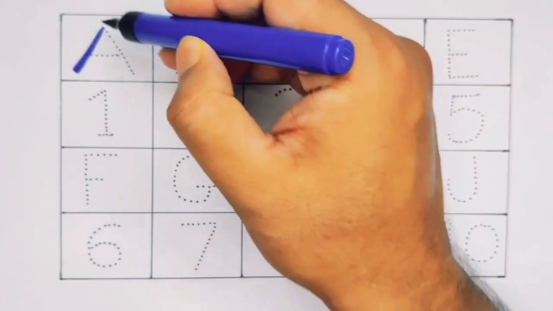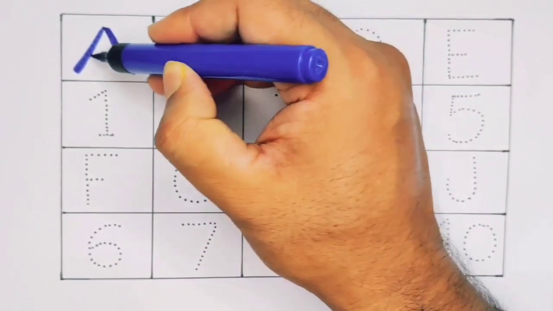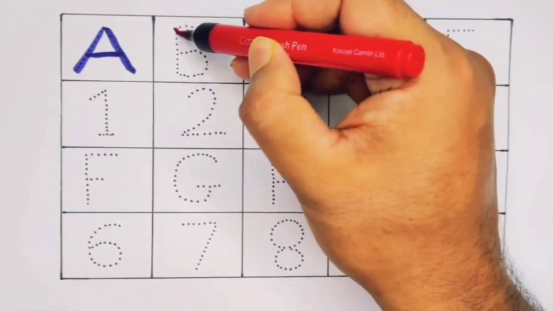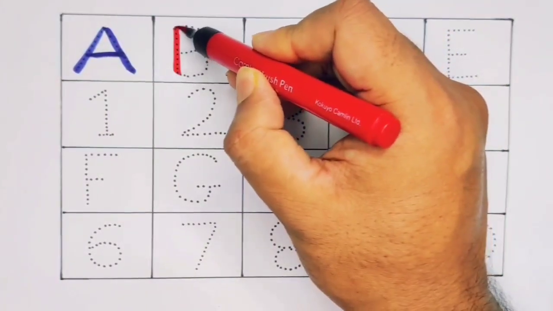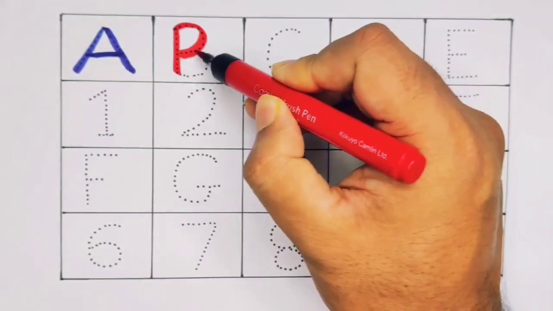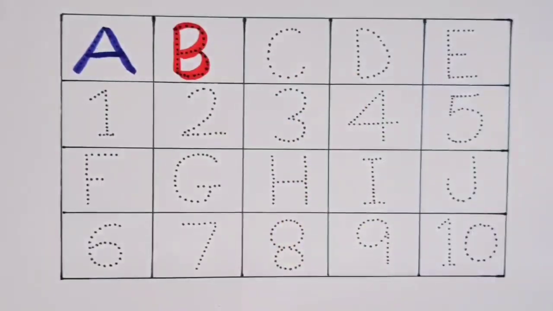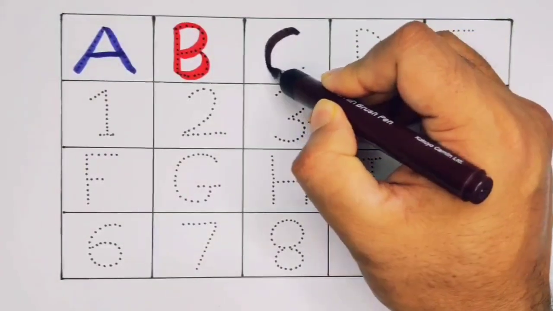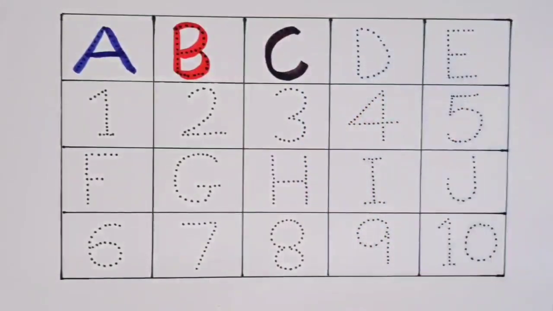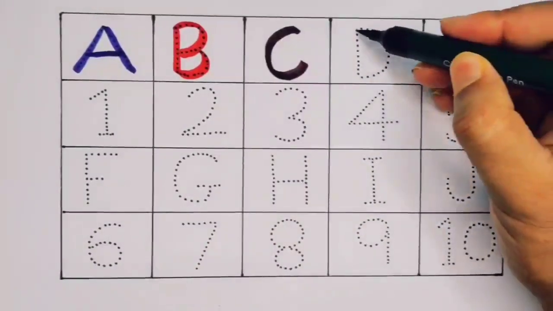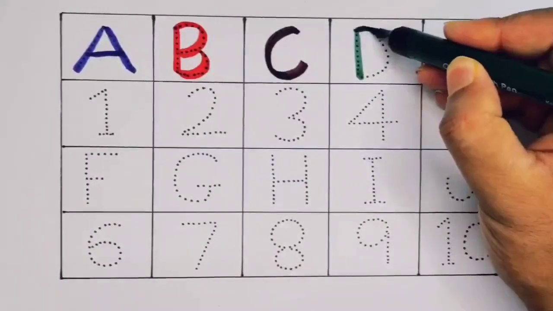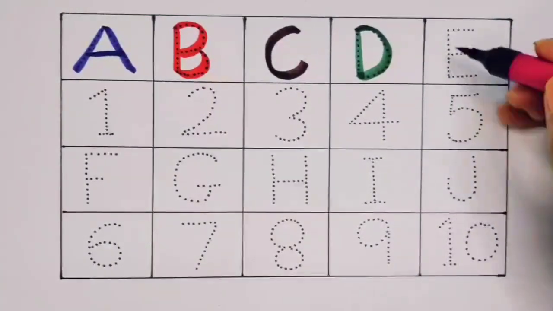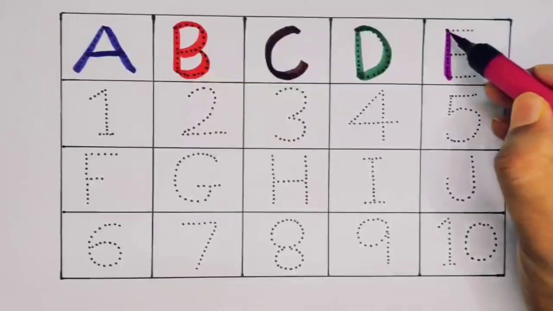A. Now I know my ABCs. Next time, won't you sing with me? B. A, B, C, D, E, F, G. H, I, J, K, L, M, N, O, P. Q, R, S, T. D. I know my ABCs. Next time, won't you sing with me? E.